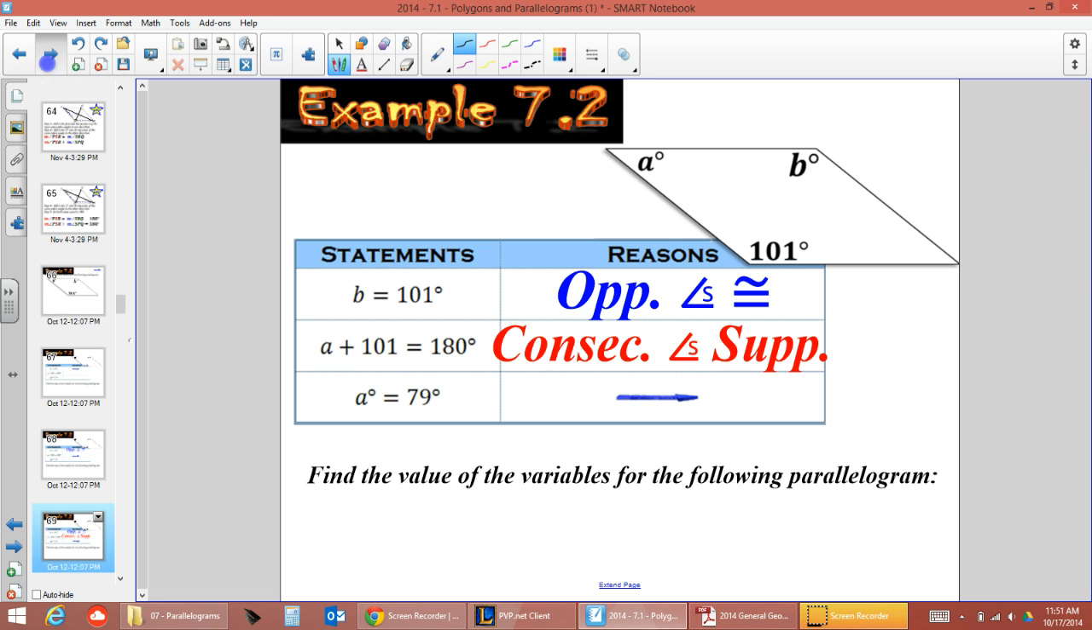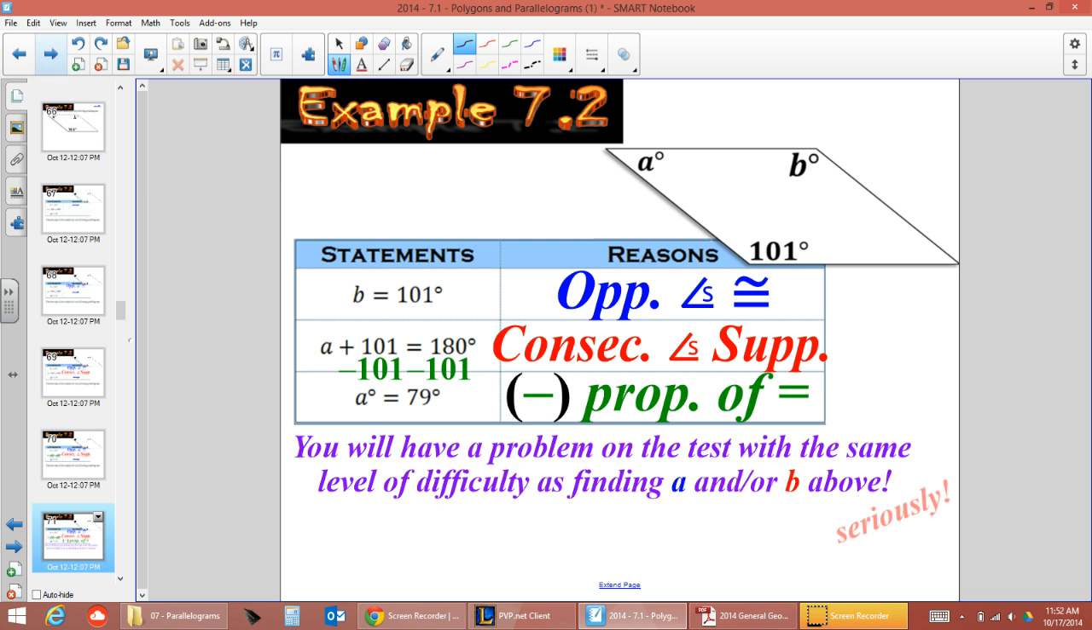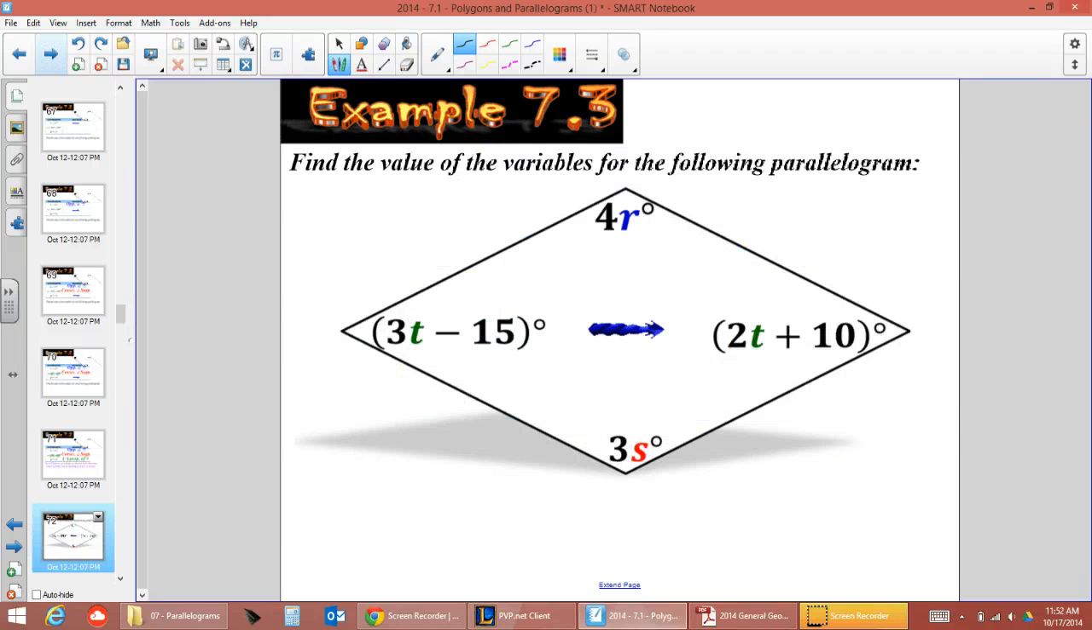And then I do some subtraction property, and I got my answer. Okay, you will have a problem on the test with the same level of difficulty as finding A and or B above. So you're going to see a test question just like this, or the same level of difficulty. Okay? Hopefully you guys are comfortable with these already.